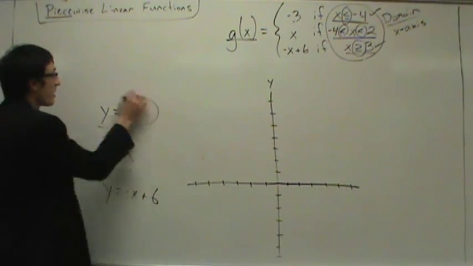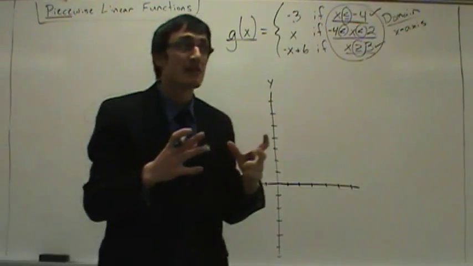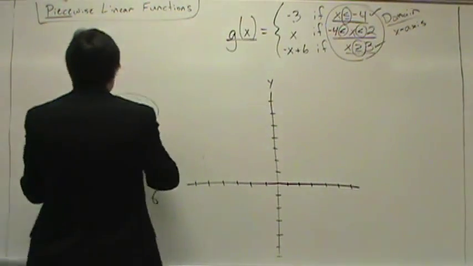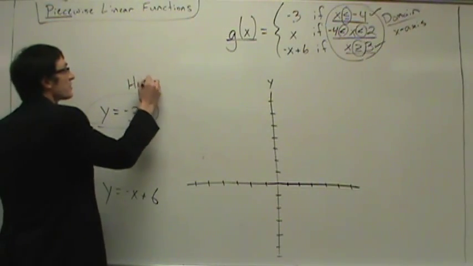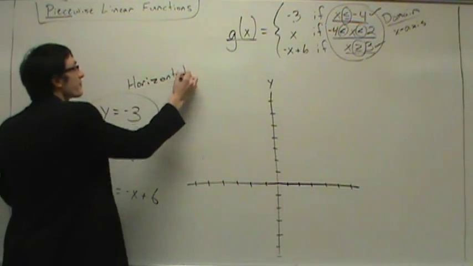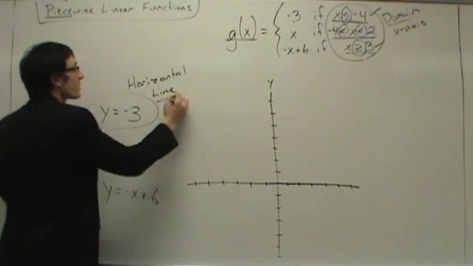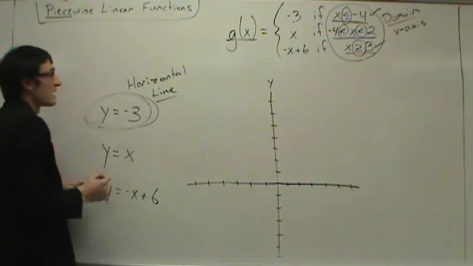Starting with the first line, y equals -3, hopefully you remember from the last video that y equals -3 represents a horizontal line. Okay? A horizontal line where? A horizontal line at -3.